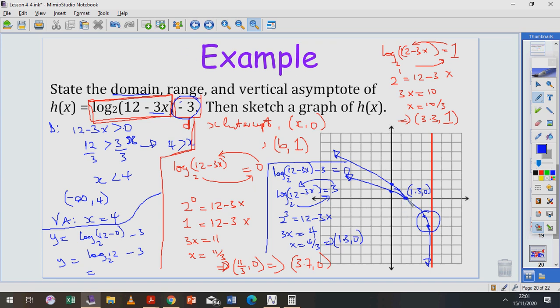It just helps your sketch look closer to the accurate thing, but in terms of answering what this question asked, it's these 2 points, the vertical asymptote and the domain. Didn't even ask for range. Oh, range, sorry. Range is negative infinity to infinity.